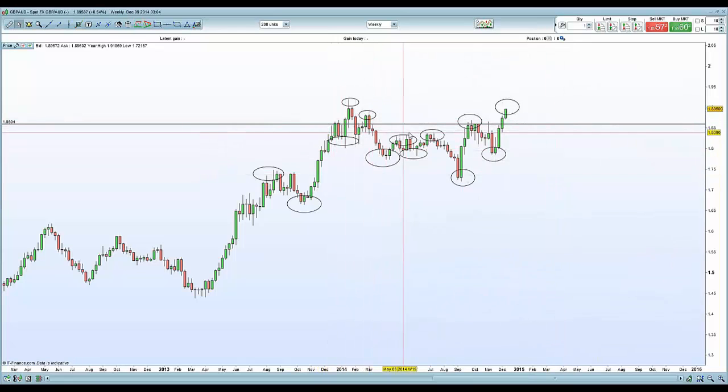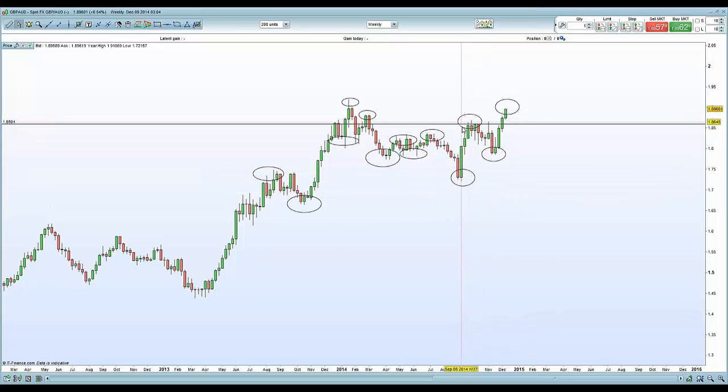Previous resistance, previous resistance, previous resistance. Nice bullish breakout. This was the candle I was talking about, last week's candle. Nice close above. And right now, the bullish momentum is just taking over. And this might be the start of a new uptrend.